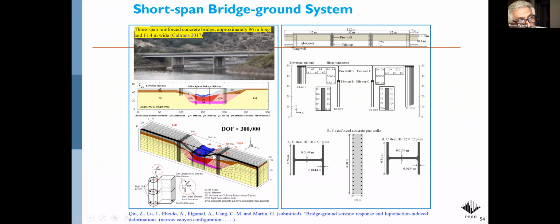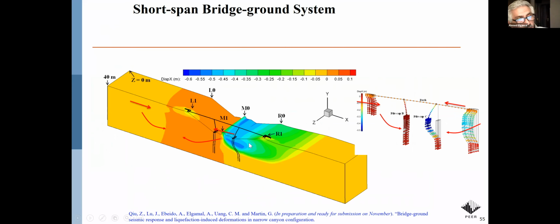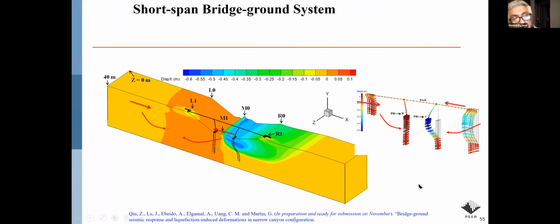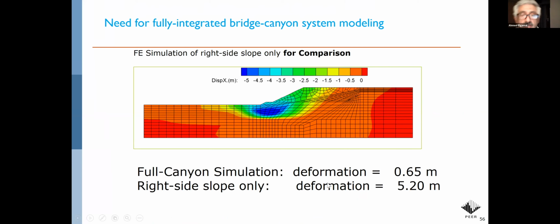In a narrow canyon, you see that deformations from the left and right slopes interact. And in this particular scenario, we ran the one slope on its own, and it gave us deformations of 5 meters. When we ran it with the three-dimensional configuration that you see here, the deformation was only about 70 centimeters. So looking at systems is often really the only way to do the study.